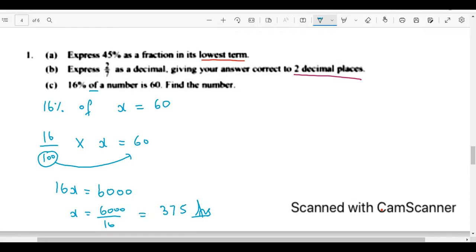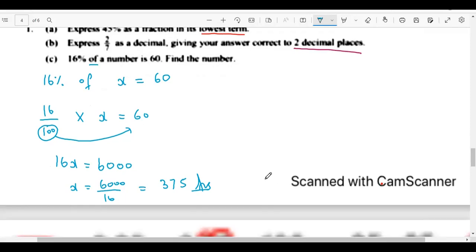So it was 16% of a number is 60. 16% means 16 by 100. Of means multiplication, a number means x, is means equal, 60. I've just used some basic mathematical operations and I've converted it to the final answer, that is 375. Okay, let's talk about the next things.